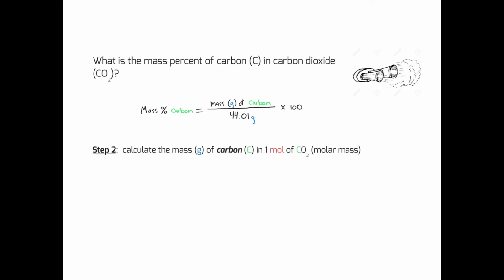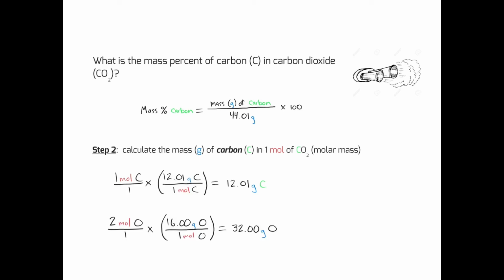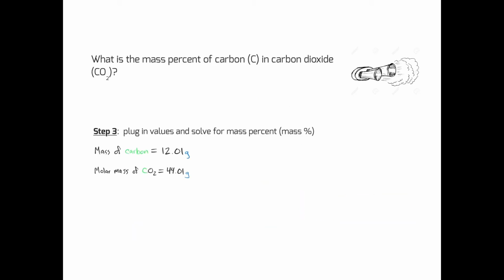So step 2 says calculate the mass of carbon in 1 mole of CO2. But if we think about it, we actually already did this in the last step. When we were calculating the molar mass of CO2, we found the mass of carbon to be 12.01 grams. Which means that our mass of carbon in our equation up here is going to be 12.01 grams. So now we know the mass of carbon and we know the molar mass of CO2.